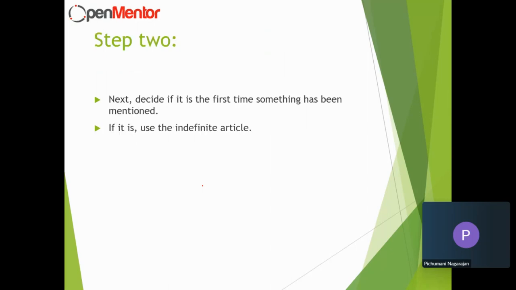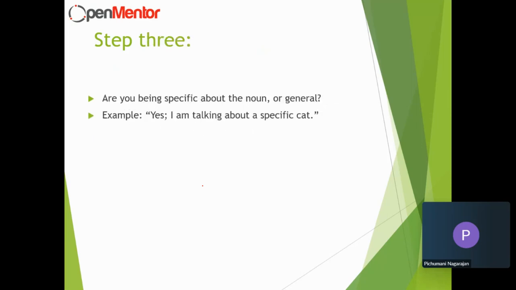The second step is to decide if it is the first time you are referring to that noun or if it is the second time. If that is the case, then you can use the article. The third step is to say, are you very specific about that noun, or is that noun a very general thing? For example, I'm talking about a specific cat, the red cat. Whenever you are specific, you can use the article.